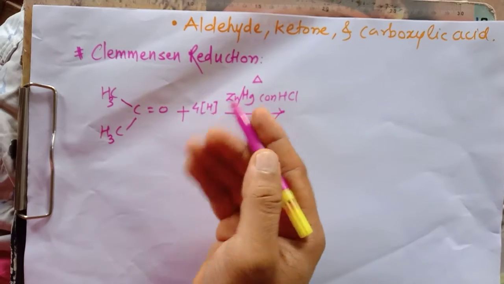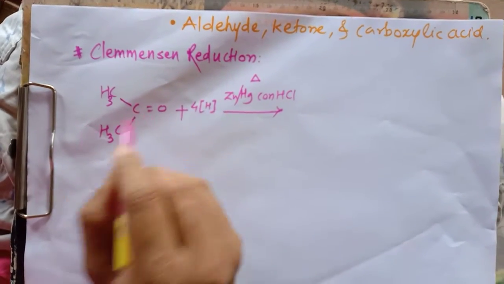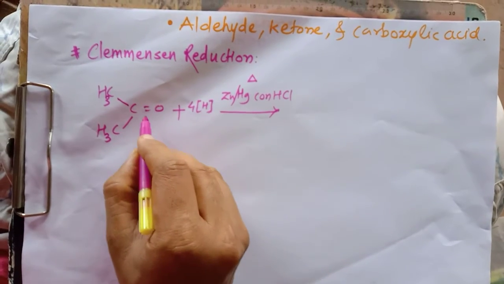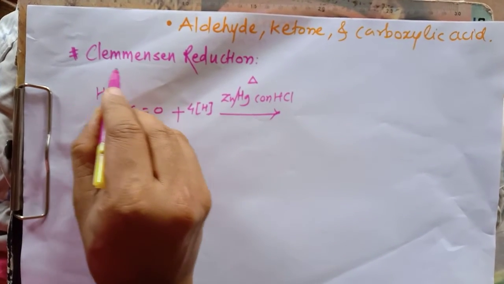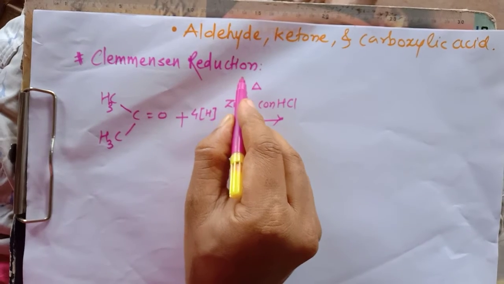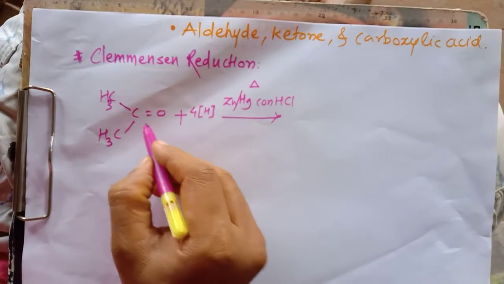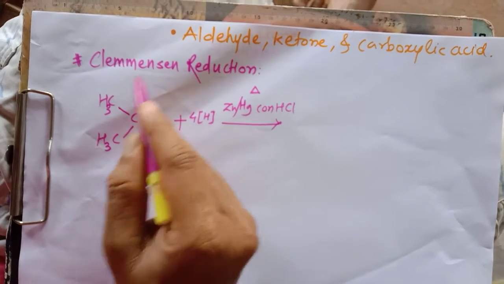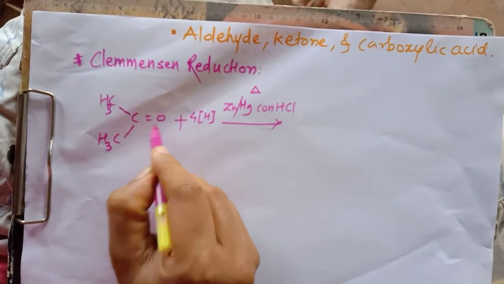So there are numbers of definitions of reduction. This is a vast term. Here, reduction is the addition of hydrogen. The Clemmensen reduction is a very famous reaction to prepare alkanes. In this reaction, this carbonyl group is directly converted into a CH2 group.